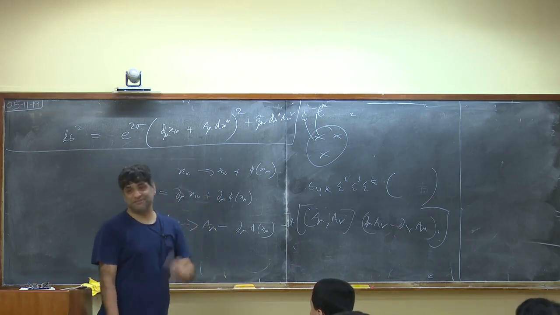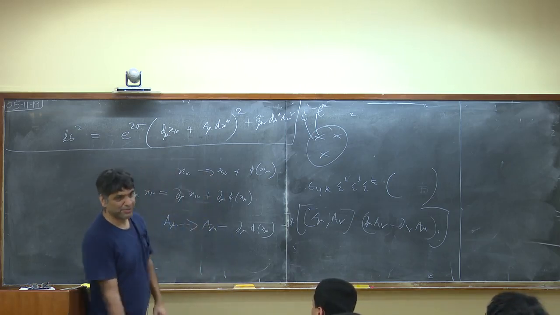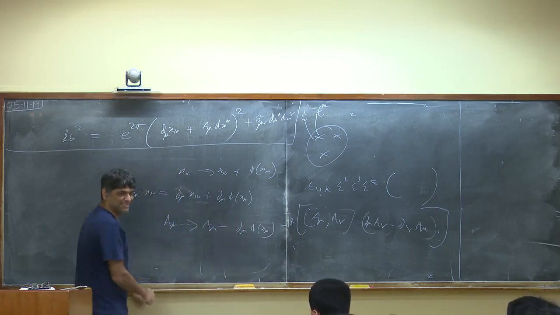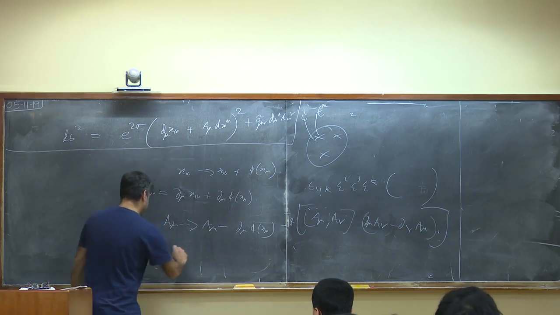Einstein action is two derivative. There is a unique gauge invariant two derivative action with this symmetry: it will be F mu nu F mu nu.